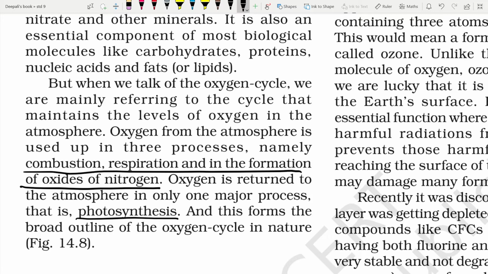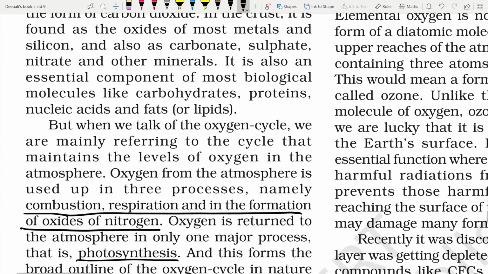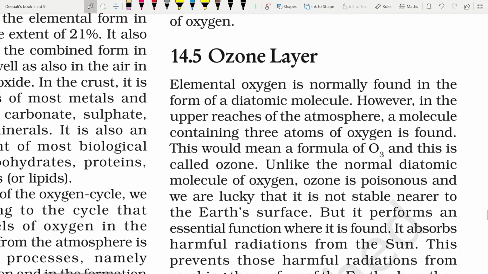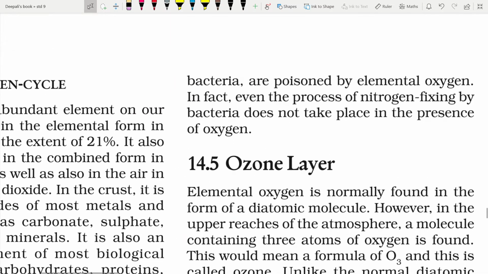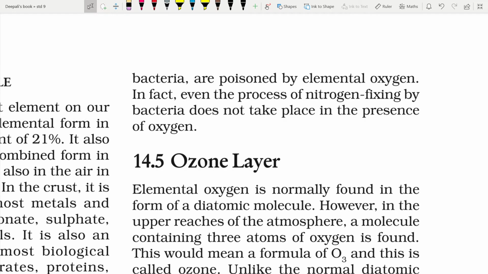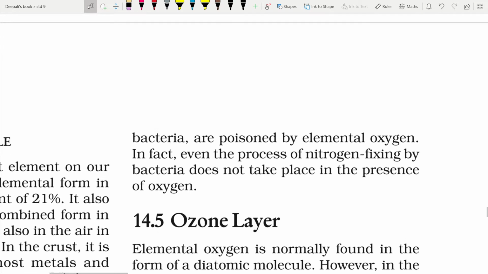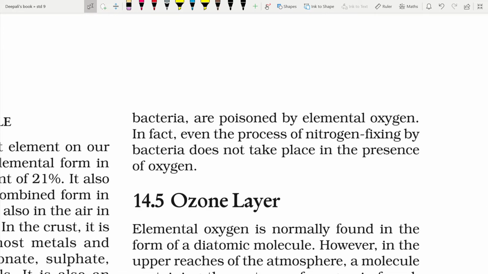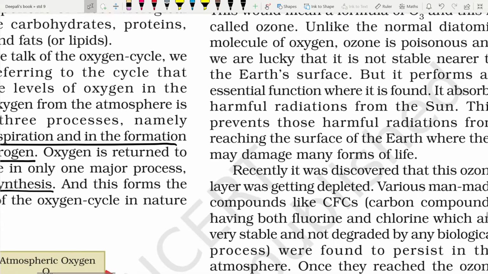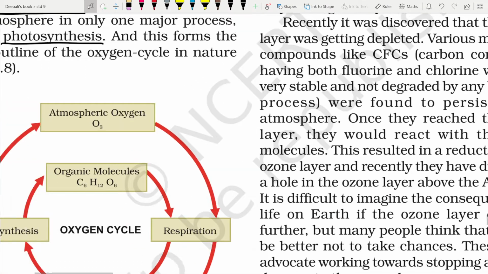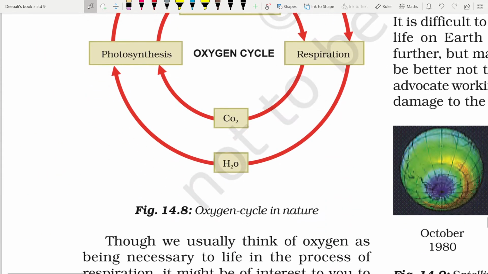As I told you before, you should know the pathway, the processes, the component being transferred, and the elements or the agents which are responsible for the transfer. Here, the bacteria are poisoned by elemental oxygen. In fact, the process of nitrogen fixing by bacteria does not take place in the presence of oxygen. Now let us see what this oxygen cycle tells us.